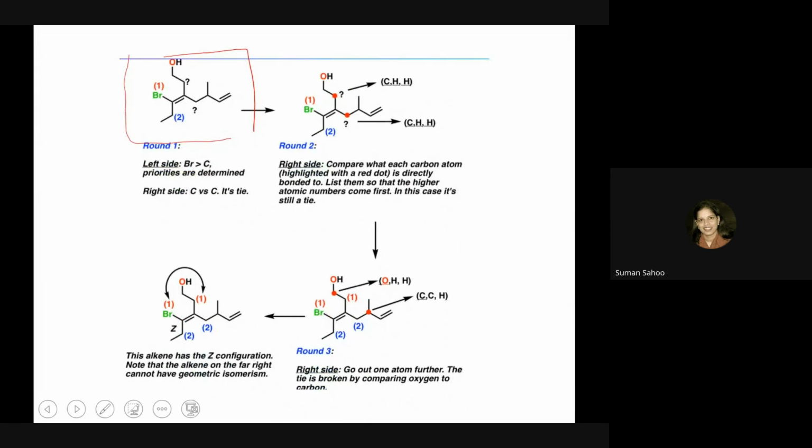Okay. So I have to go for the pen notation. So now this one would be of the higher priority and this one would be of your lower priority. So now both the higher priority groups are on the same side of your carbon-carbon double bond. That's why that is your Z configuration. So it has your Z configuration, not E.